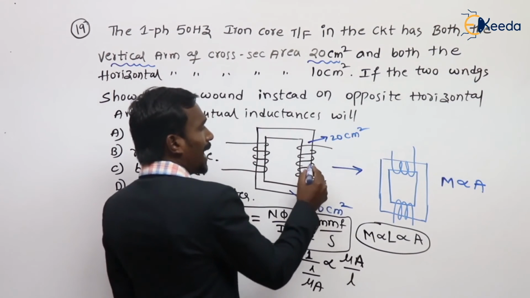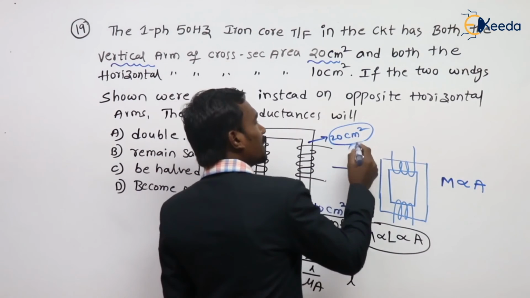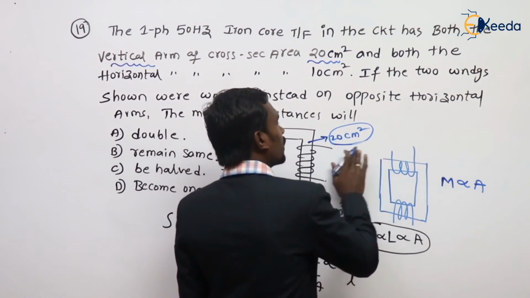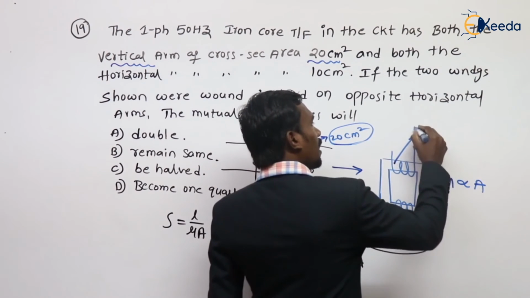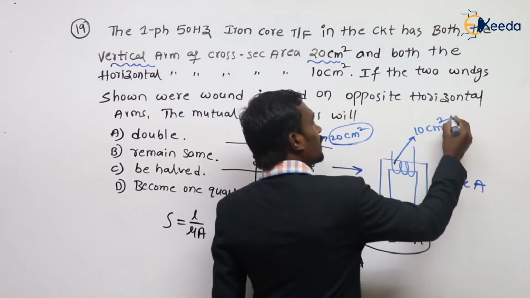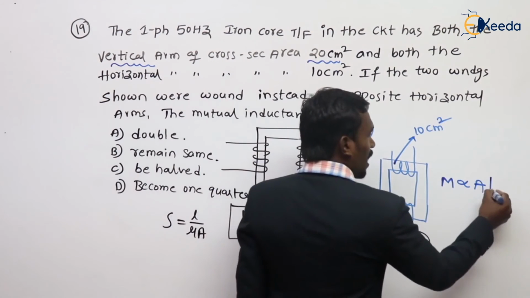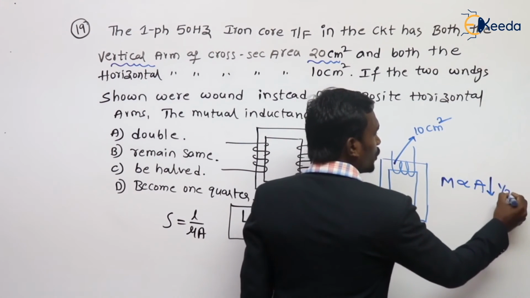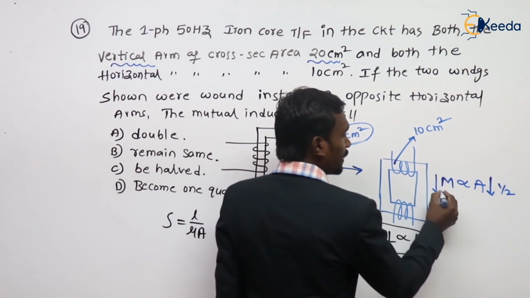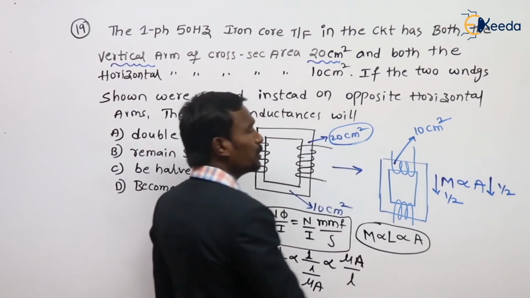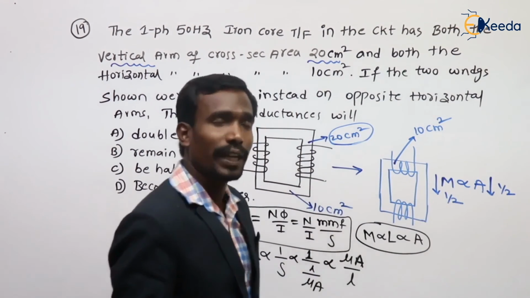Here what happened? Actually, vertical arms are having 20 centimeters square cross-sectional area. But now we are placing on horizontal arms, which have 10 centimeter square cross-sectional area. Nothing but the cross-sectional area is reduced to half, as well as the mutual inductance is also reduced to half, because the mutual inductance is directly proportional to area.